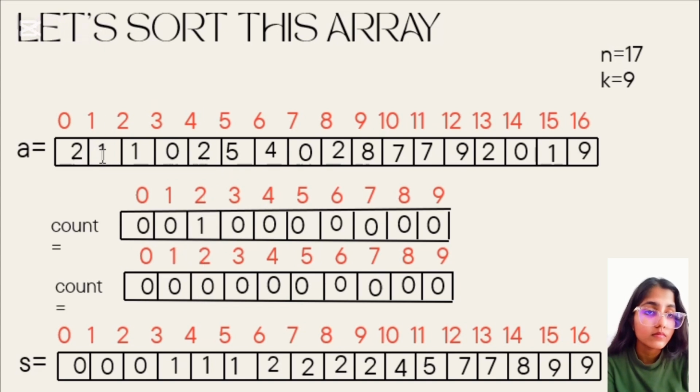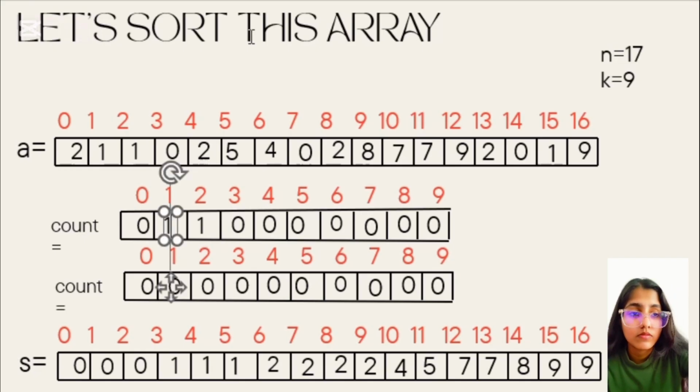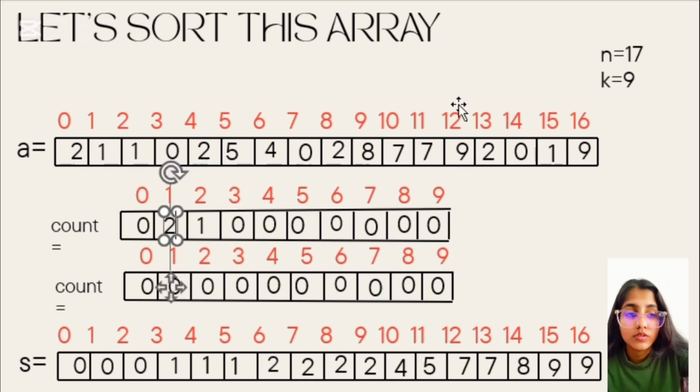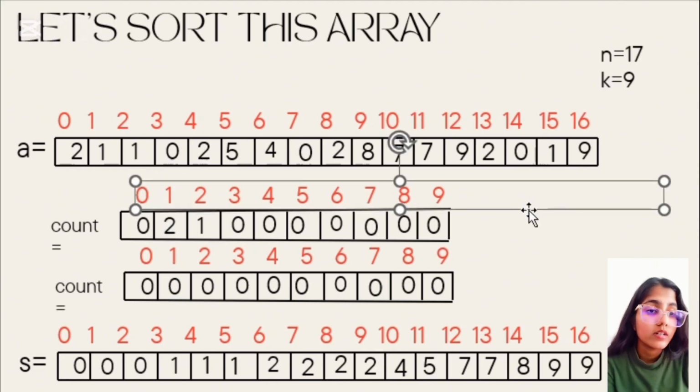Then the next element is 1. So update the first index of this array as 1. Then there is another 1 in index 2 of array A, so you must again update the index 1 value of the count array as 2. You must increment the value by 1 after meeting the same element. So let's move to the next element.